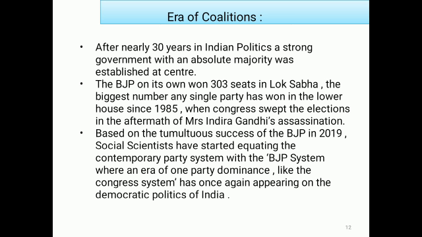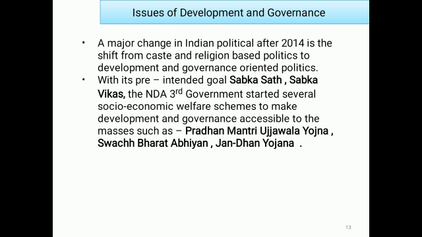Based on the tumultuous success of the BJP in 2019, social scientists have started equating the contemporary party system with the BJP system, where an era of one-party dominance, like the Congress system, is once again appearing on the democratic politics of India. A major change in Indian politics after 2014 is the shift from caste and religion-based politics to development and governance-oriented politics. If there is development and you are satisfied with your government's governance, then it is not based on caste or religion, with its pre-intended goal, like Sabka Saath, Sabka Vishwas.